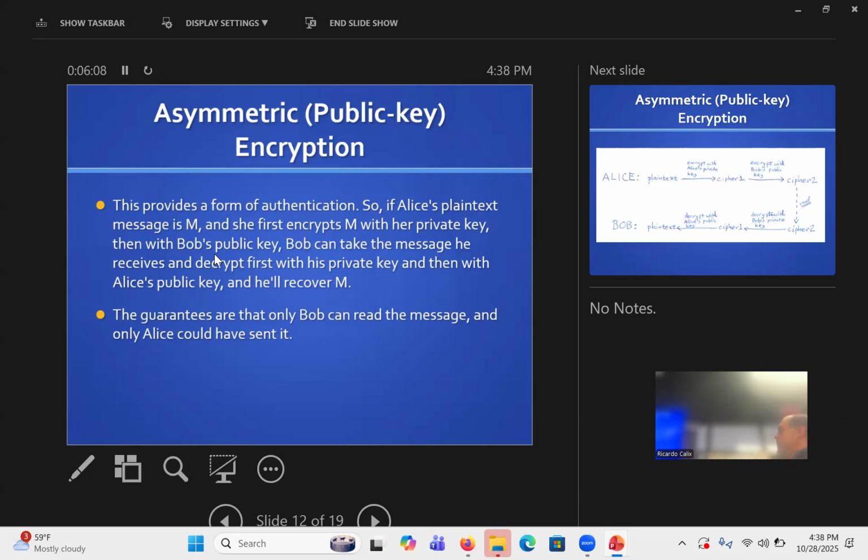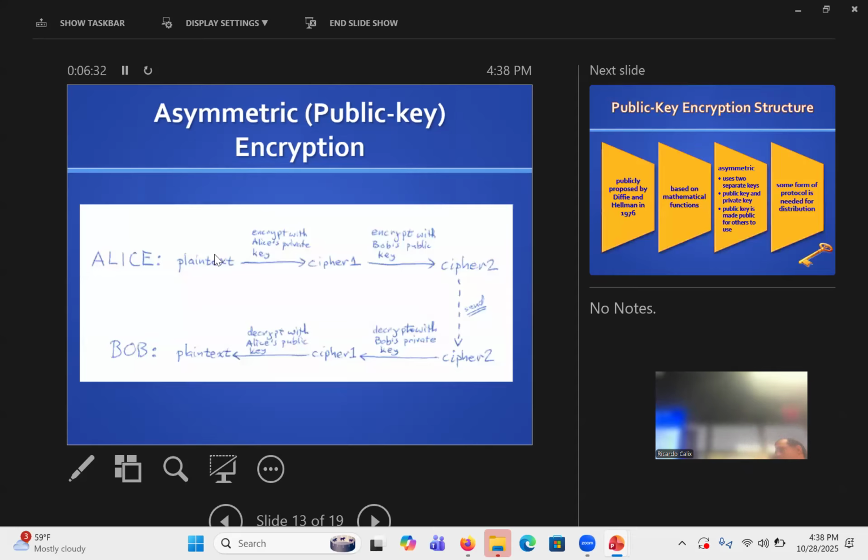So yeah, that's it. So the guarantees are that only Bob can read the message and only Alice could have sent this message. So that's one way of doing it. And this way doesn't have integrity in the loop, but that's fine if the goal is just to read the final message anyway, right? So you can also add integrity in there. So here's the graph.